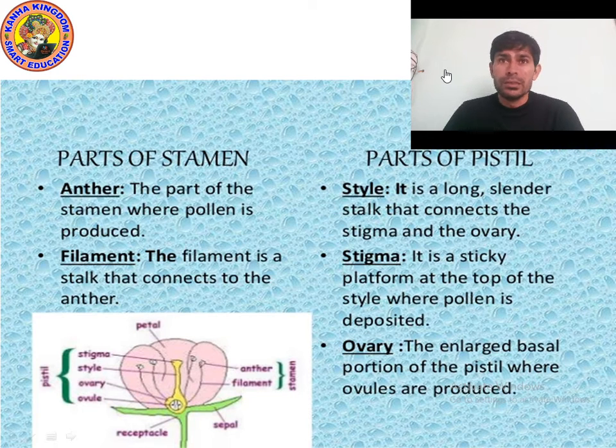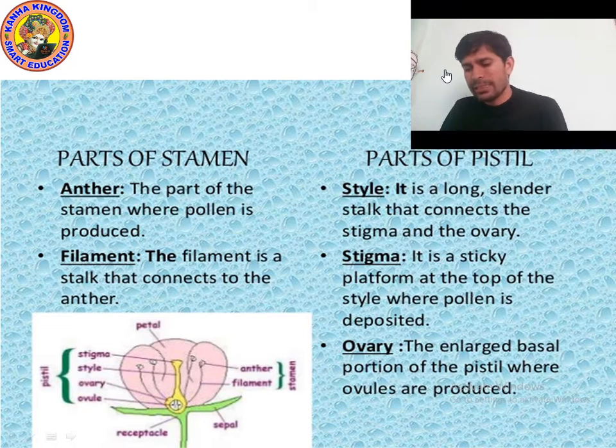So stamen is a male part. Okay, so anther, the part of the stamen where pollen is produced. Yes, as we studied, what is stamen? Stamen is a pollen producing part. The anther is the top part of the thread like structure of stamen where pollen is produced. Yes, pollen contains the male cell.